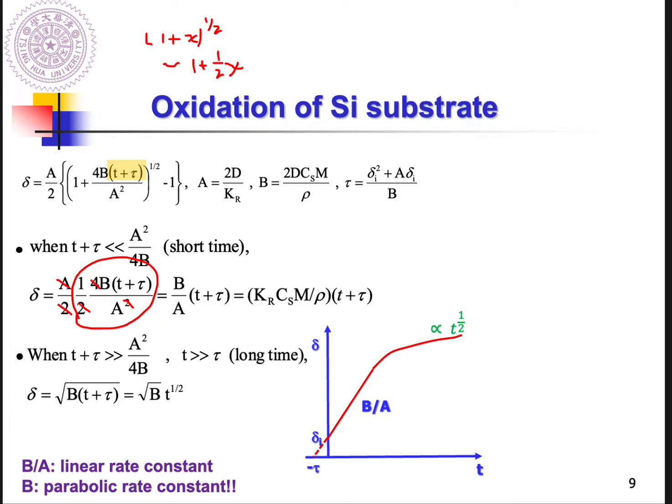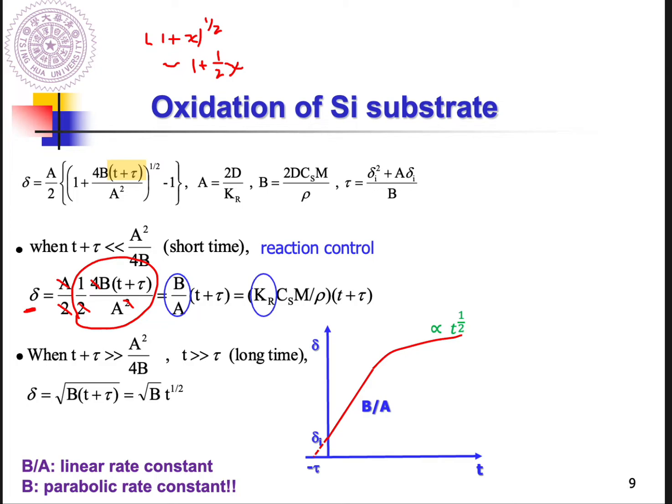CS is a surface concentration, it's a constant. M is a molecular weight. Rho is a density. So actually, you can know that the delta, the thickness of the oxide layer, is proportional to Kr, a rate constant of this reaction. And the rest of the part is a constant, right? You know that, right? So it's a constant.